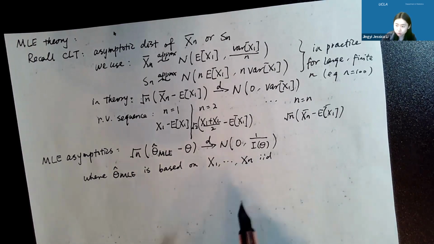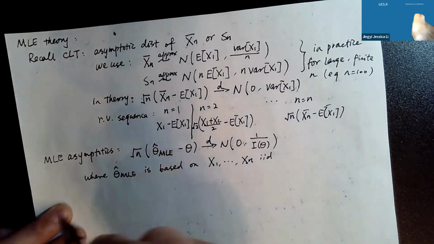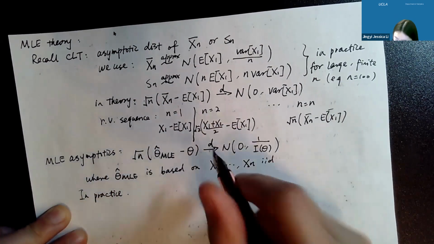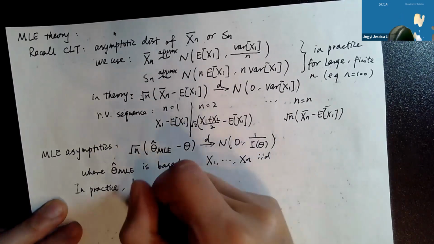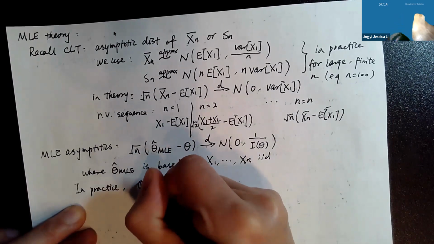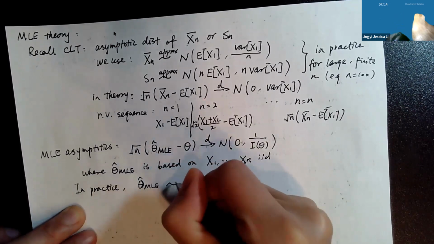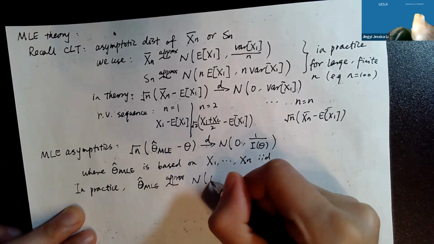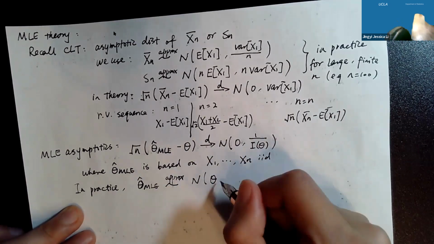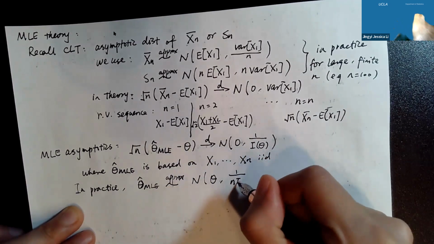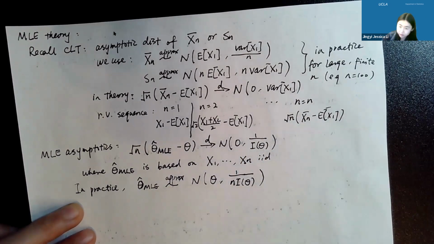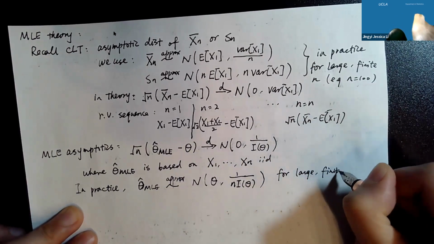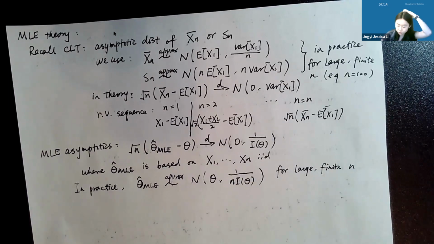But this result is very useful because in practice, you can use it to say that approximately the MLE would follow a normal distribution with mean equal to the true parameter theta and variance 1 over n times the Fisher information of theta, for a large finite n. We have this asymptotic, this approximate distribution for it.